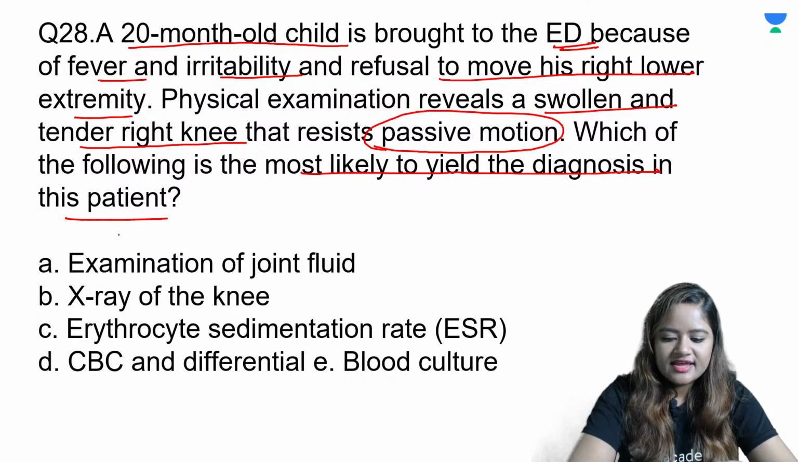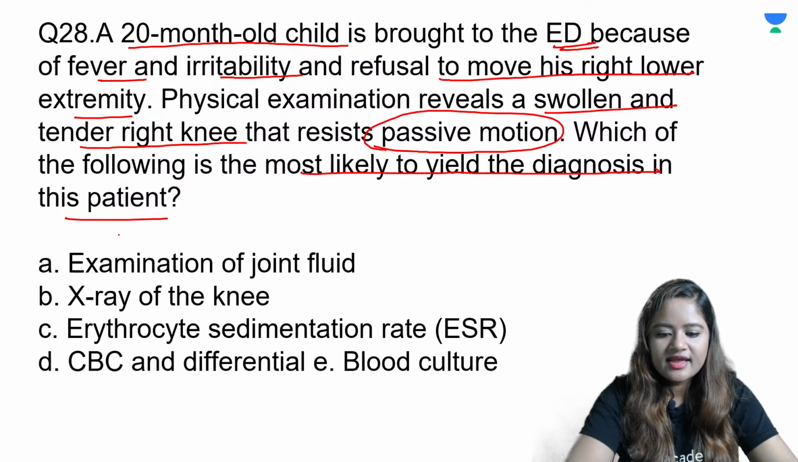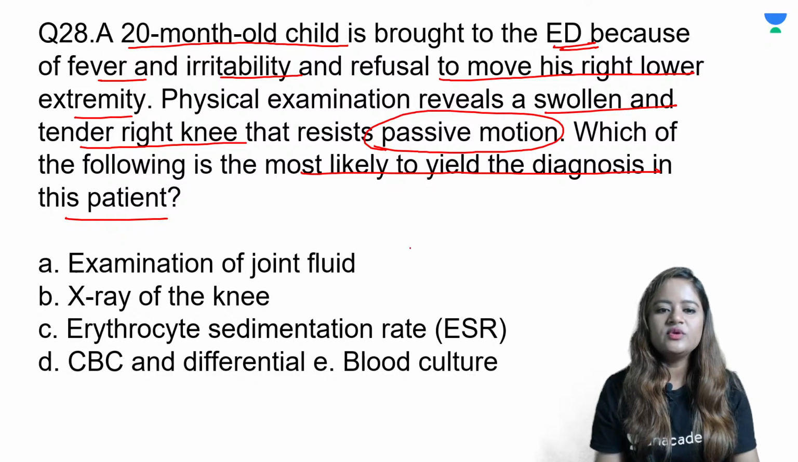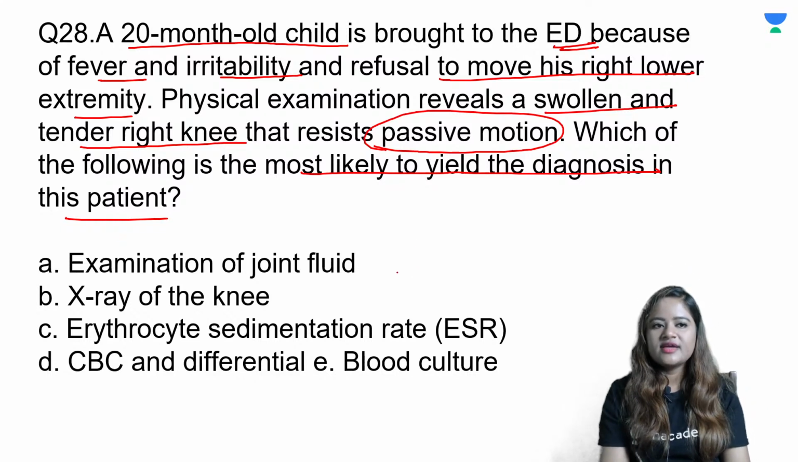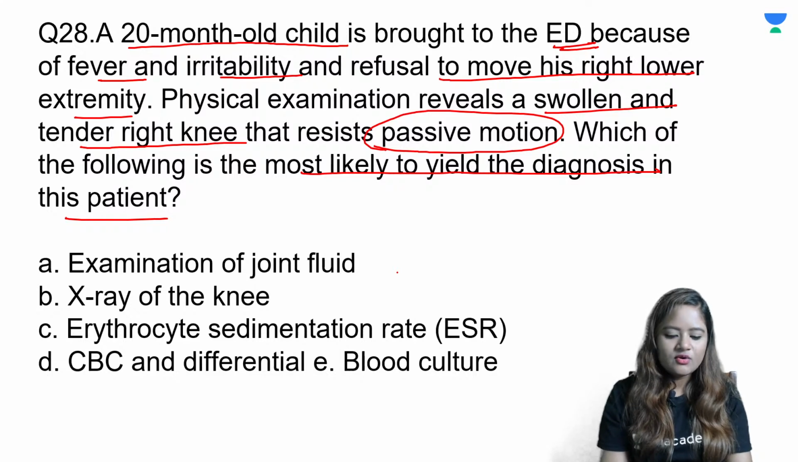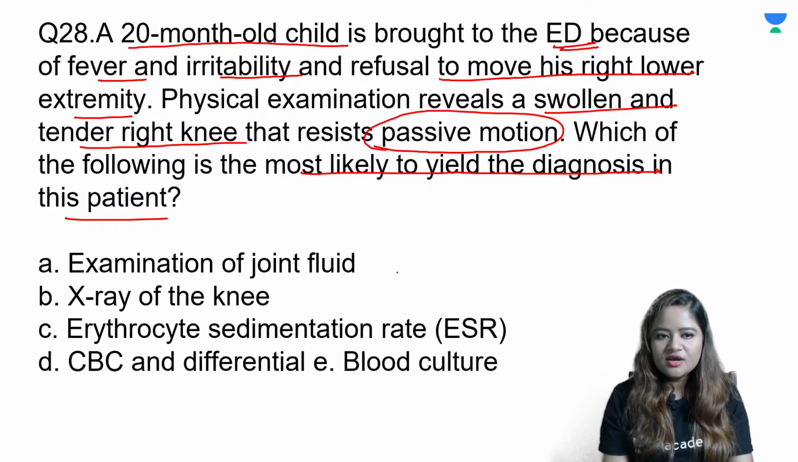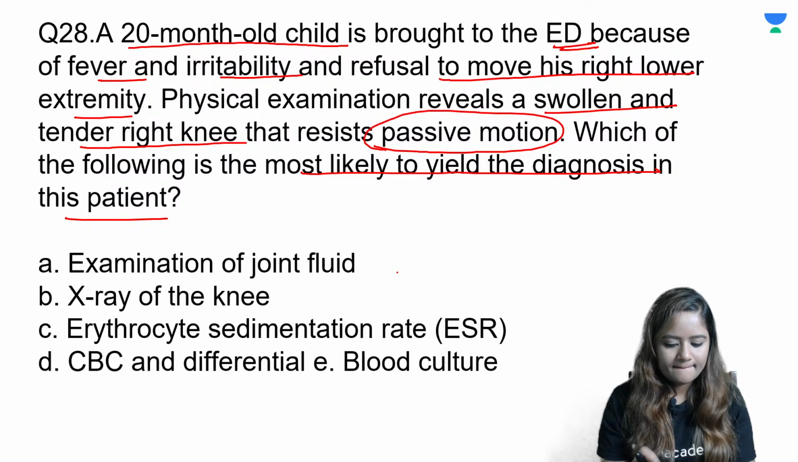So first you have to recognize the condition that they are talking about, and once the condition is recognized, how will you do one test which can help you to diagnose this clinical condition? Refusal to move his right lower limb, excessively swollen and tender right knee, not able to move on passive motion. What test would you do to diagnose this condition in one go?